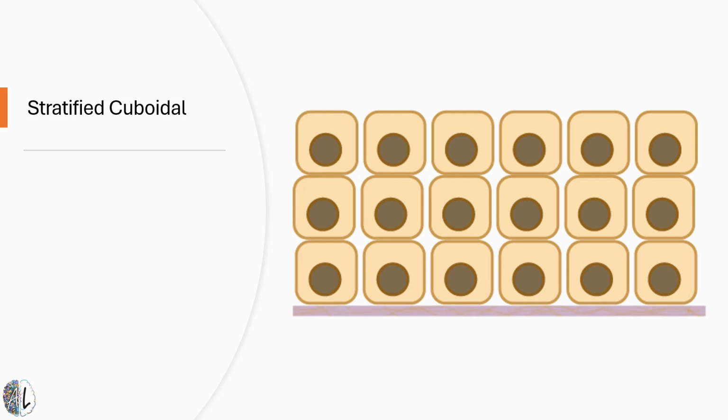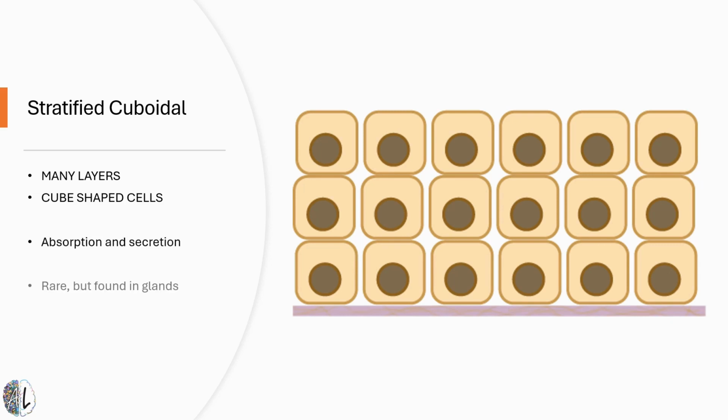Next, we have stratified cuboidal. So again, stratified tells us it is many layers. And the cuboidal portion tells us they are all cube-shaped cells. Their function, again, is to do a lot of absorption and secretion, mostly found in the glands, although these types of tissues are pretty rare.